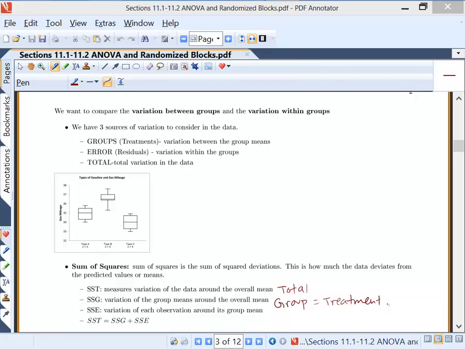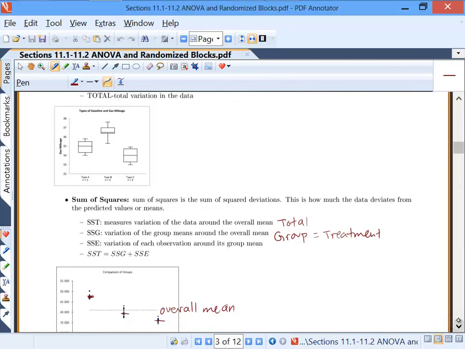So when we're talking about ANOVA, let's just review it briefly. Hopefully we all watched the movie from last time, but let's just remind ourselves what we're doing. So we want to compare the variation between the groups and the variation within the groups. When we say the variation between the groups, we mean, how much do the groups vary from each other? And when we say the variation within the groups, we mean, how far apart are the data points spread in each group?